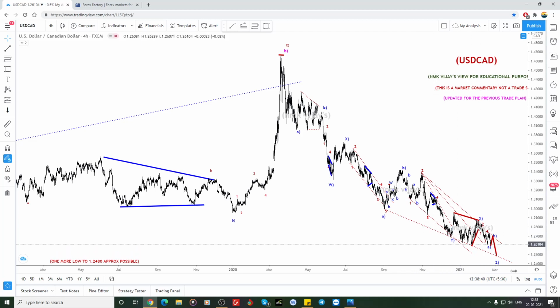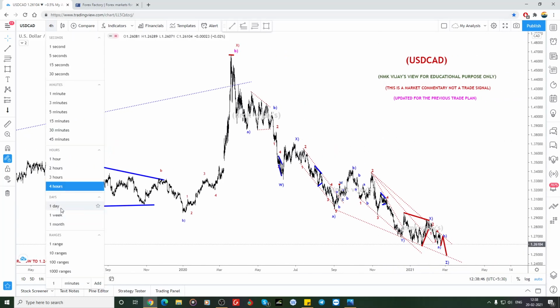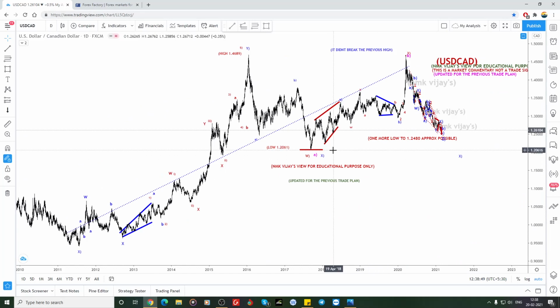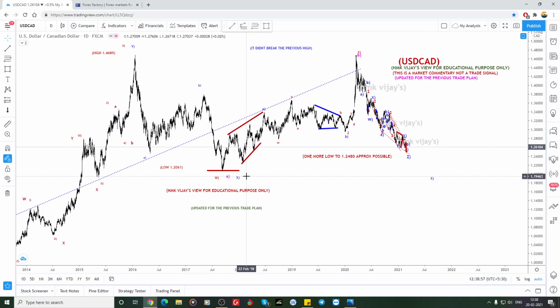So this is my view. After this I'm expecting a bullish move. One thing is, this ABC is a W and this is the X wave, so the whole thing becomes a Y. Y means it has to break this A low.